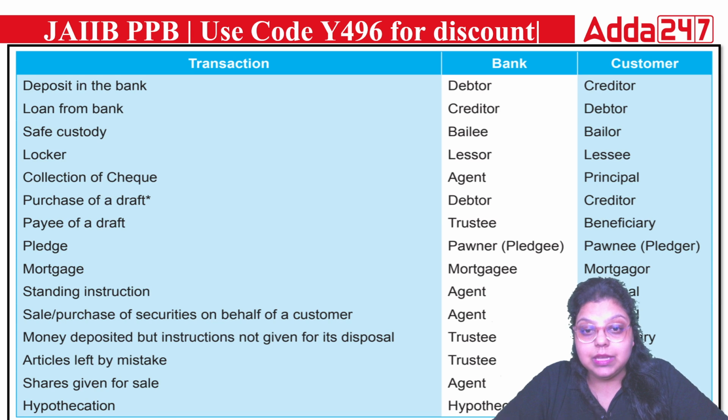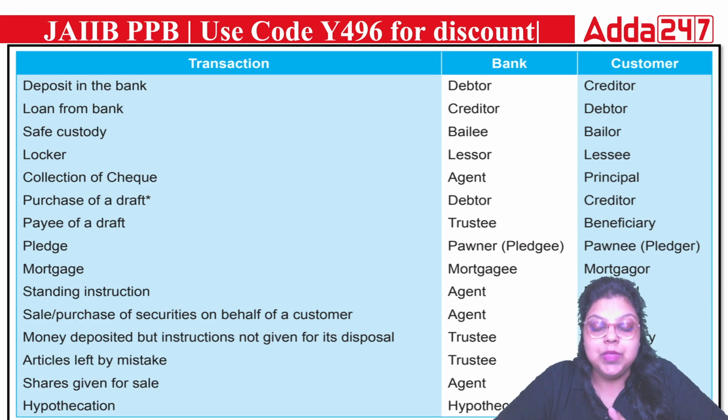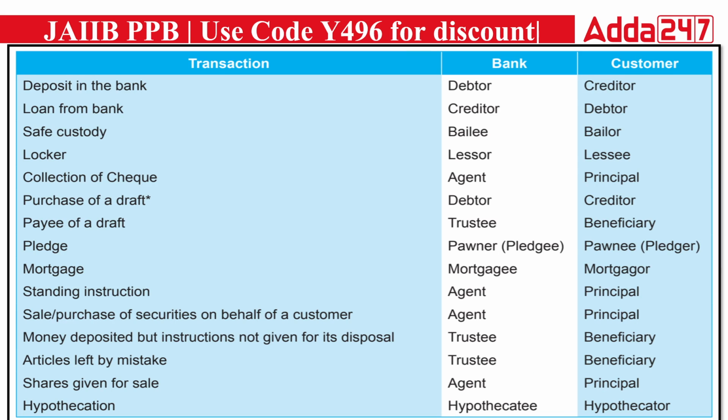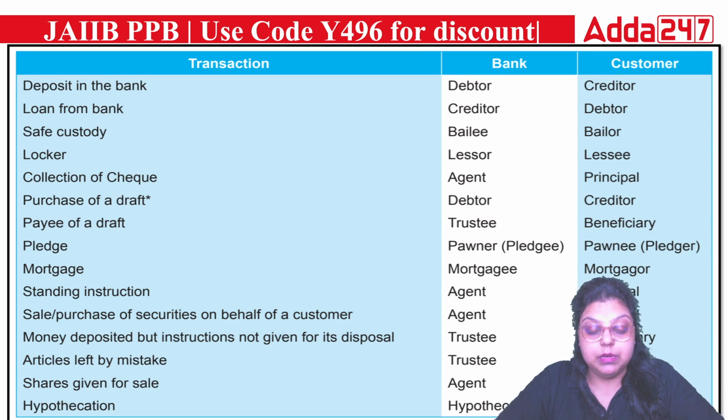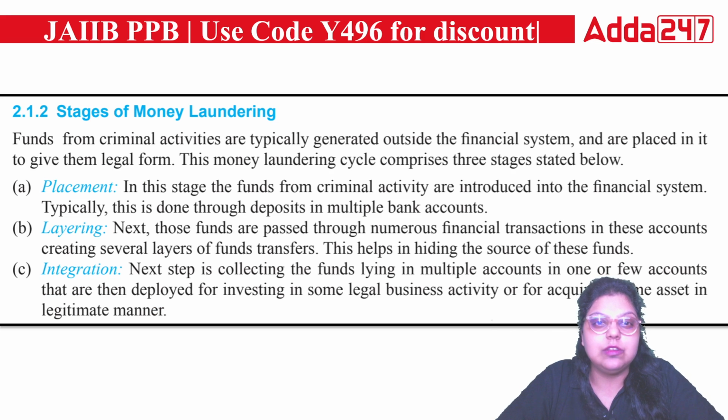Do remember one thing: in case of pledge, the bank will be a pawnee and the customer will be a pawnor. But in case of mortgage and hypothecation, these are opposite. In case of mortgage, the bank will be a mortgagee and I will be a mortgagor. In case of hypothecation, the bank will be the hypothecatee and I will be the hypothecator. So the relation between bank and customer in case of pledge and mortgage or hypothecation will be opposite. Okay, remember that. So these are the certain important banker customer relationships.